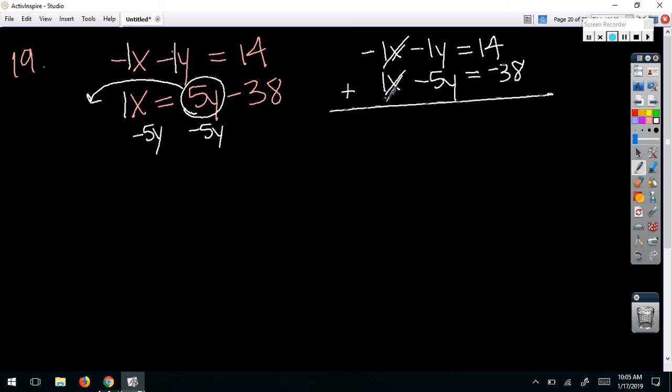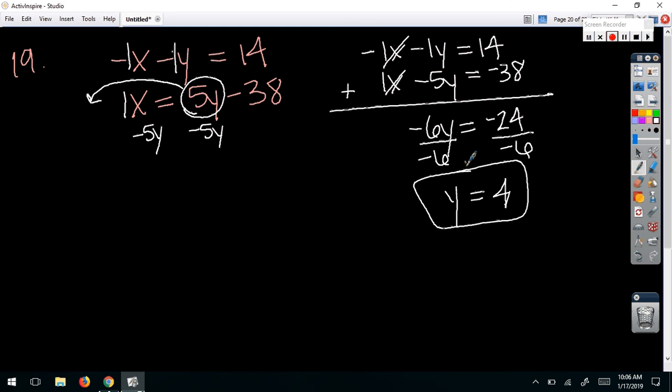Negative 1y and negative 5y give me what? It's negative 6, right? Negative 6y, because they're both negative. What is 14 and negative 38? It's negative 24. How do you solve that for y? What do I do? Divide by negative 6. So y is what? Positive 4. This is a negative divided by a negative.